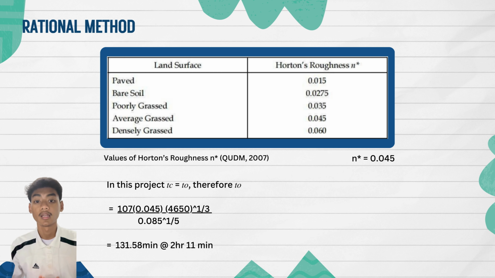This is the method of how to find the time of concentration. The land surface is average grass, so our value of n is 0.045. So this is the formula. The final answer is 131.58 minutes, or 2 hours 11 minutes.